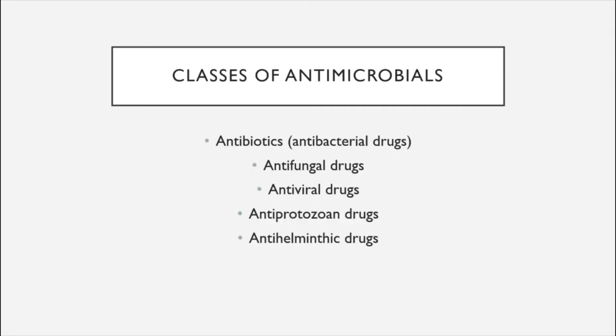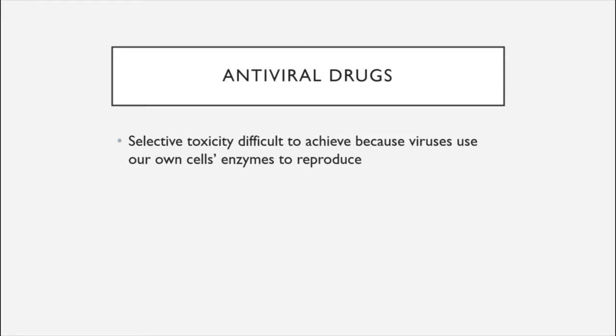Antiviral drugs also represent a class of drugs where selective toxicity is difficult to achieve. And this is because viruses use our own cells' enzymes to reproduce. Therefore, it's difficult to inhibit viruses because they are so reliant and tied up with the machinery of our own cells that it's hard to find ways to destroy them without also destroying our cells.